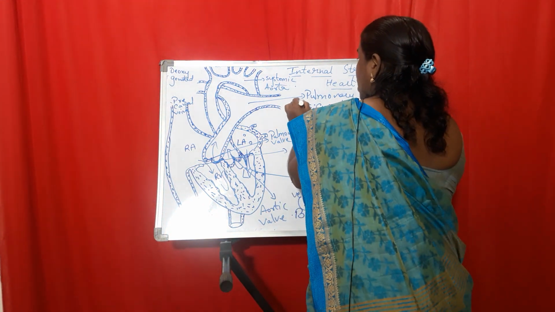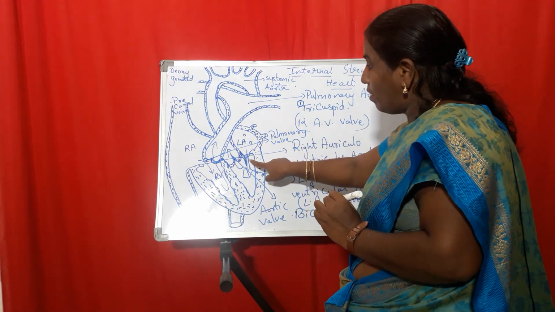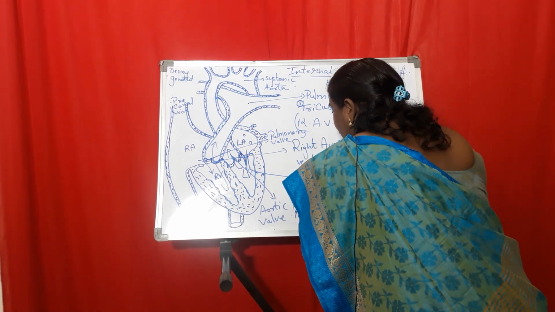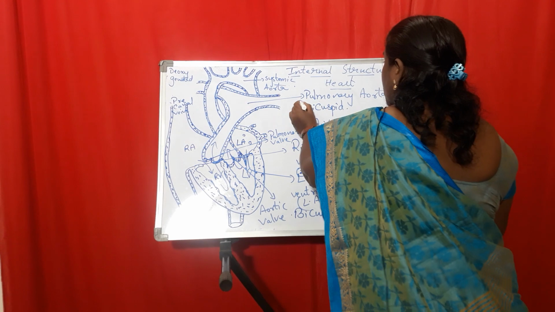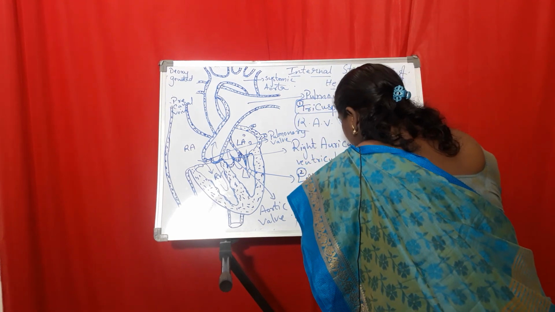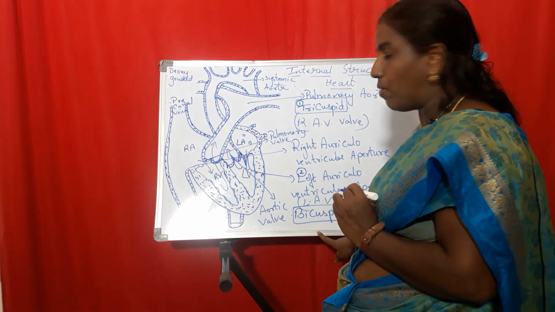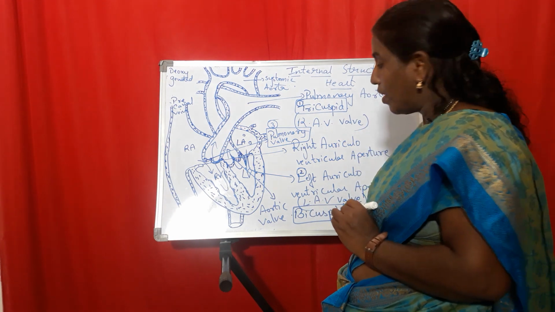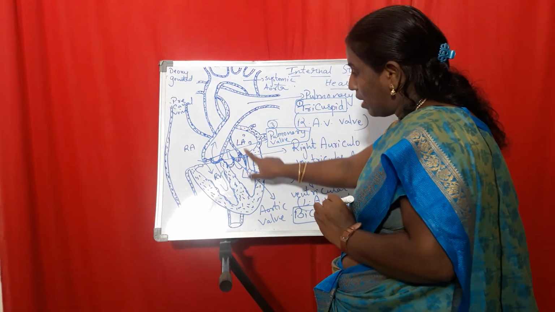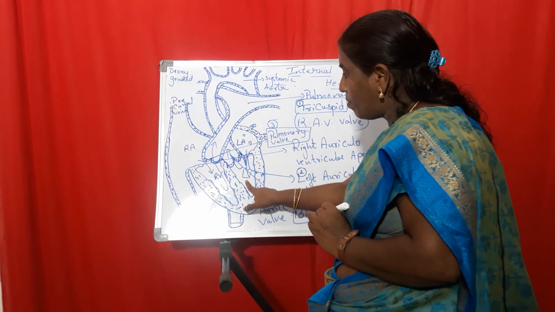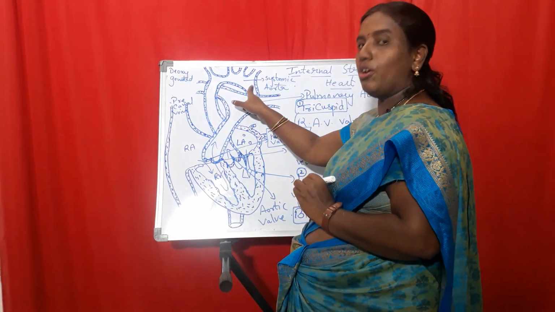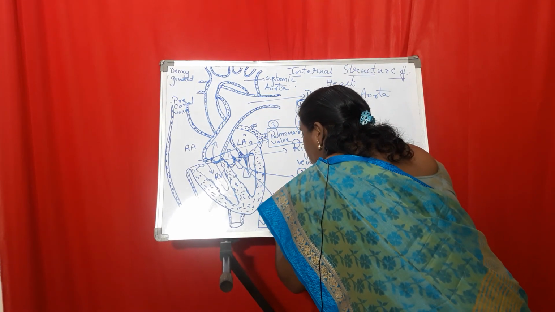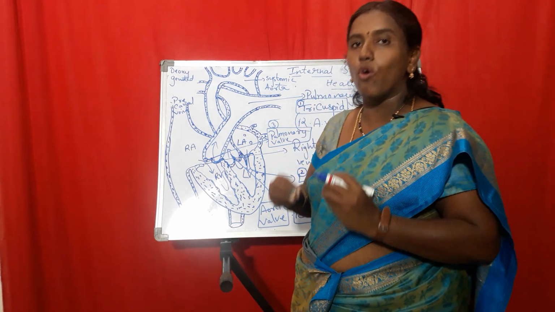So the tricuspid valve is considered as the first valve. The second valve, from left auricle to left ventricle, is the bicuspid valve. The third valve is the pulmonary valve. The fourth valve: the blood from the left ventricle goes into the systemic aorta. That valve we call the aortic valve. This aortic valve is considered as the fourth valve.